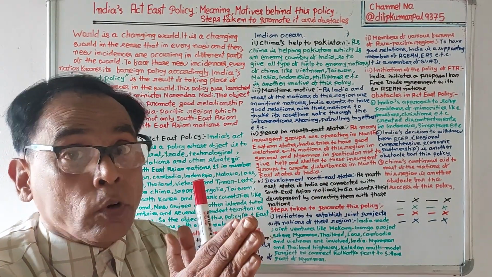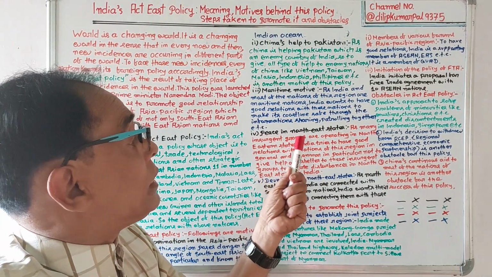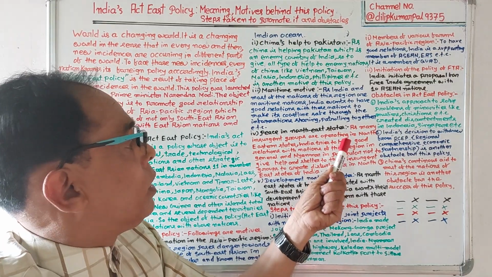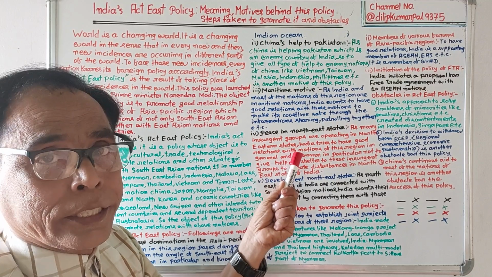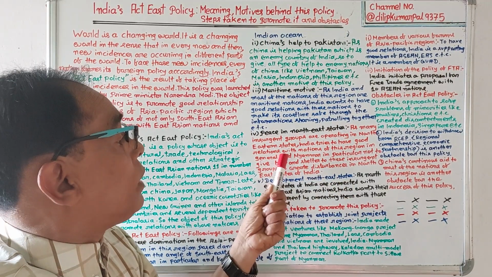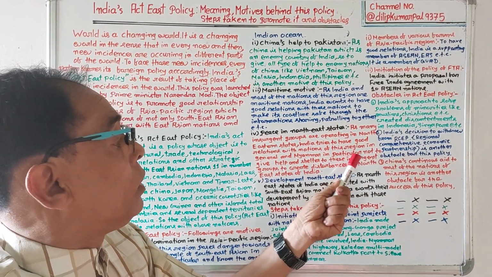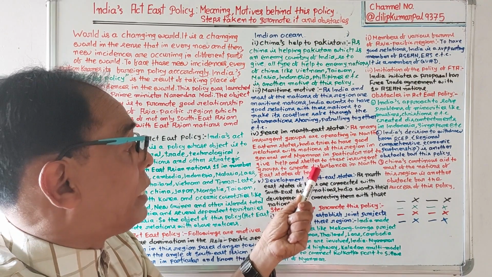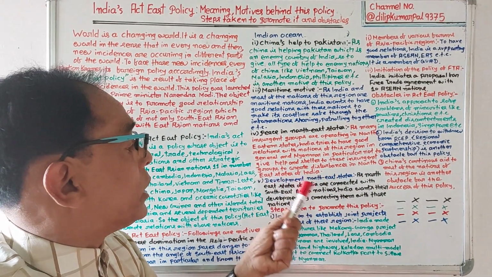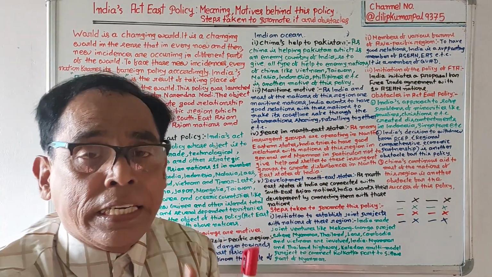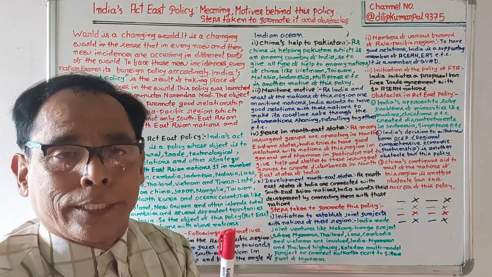So maritime motive is another motive of India's Act East policy. Number four, peace in North-Eastern states. As many insurgent groups are operating in northeastern states, India tries to have good relations with nations of this region in general, Myanmar in particular, not to give help and shelter to these insurgent groups to create disturbance in northeast states of India. So another motive of India's Act East policy is to establish peace in northeastern states.